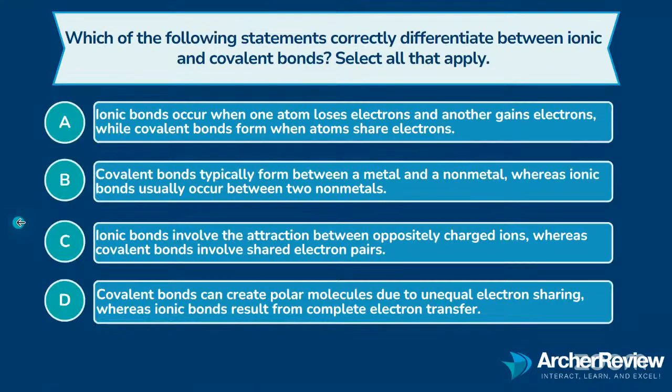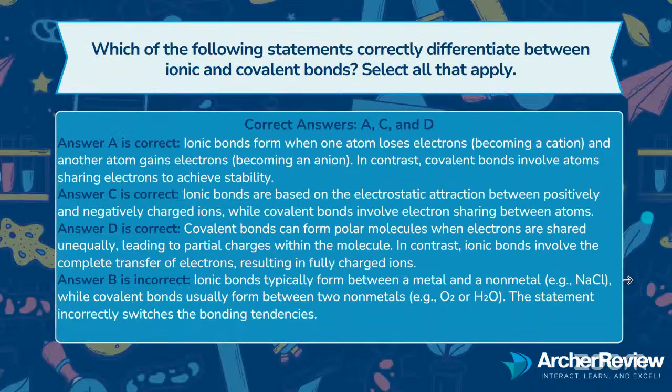Taking a look at answer D, then, our next correct one, covalent bonds create polar molecules due to unequal electron sharing, whereas ionic bonds result from complete electron transfer. That is correct. So covalent bonds don't always form polar molecules, but they can. And we talked about what a polar molecule was yesterday when we looked at water, okay? Where ionic bonds are going to be a complete transfer. We're going to get those fully charged ions, positive cation, negative anion. All right, let's take a look at our next one.